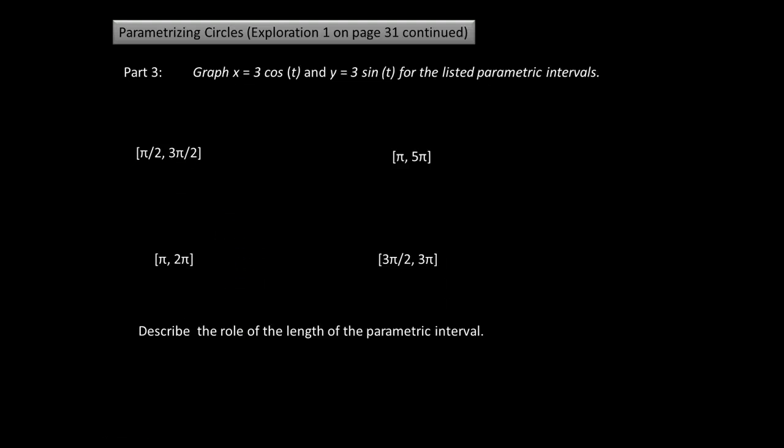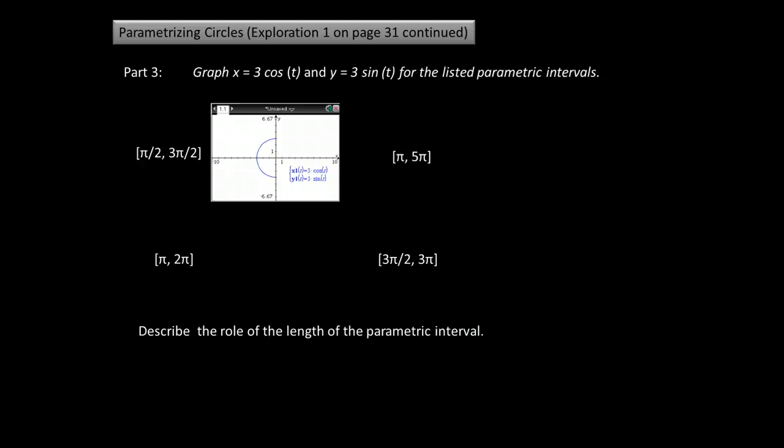So before I show you what the graph looks like, pi over 2 to 3 pi over 2, that is an interval of how long? That's an interval of pi. From pi over 2 to 3 pi over 2, that's an interval of pi. So we should be seeing half a circle, which we do, but it's sort of a different half. It's now the left half of the circle.